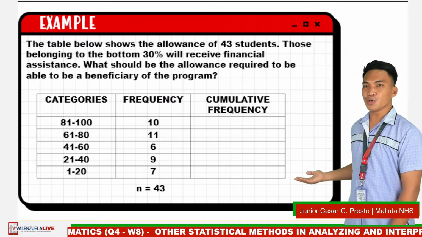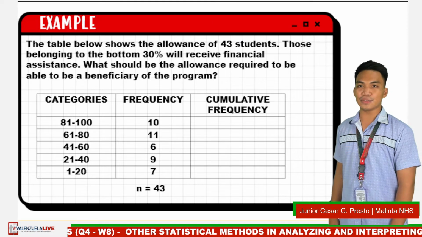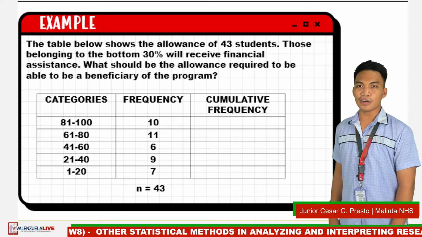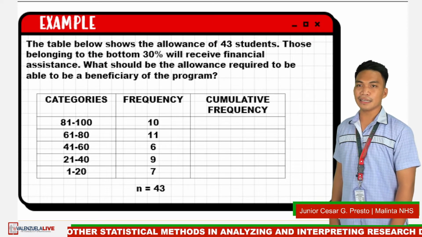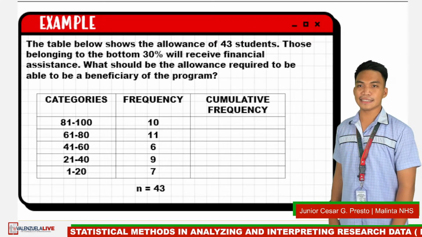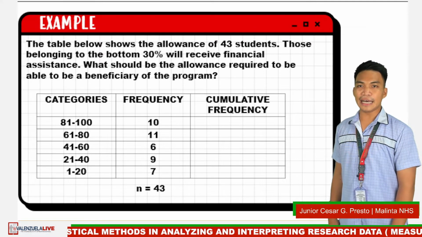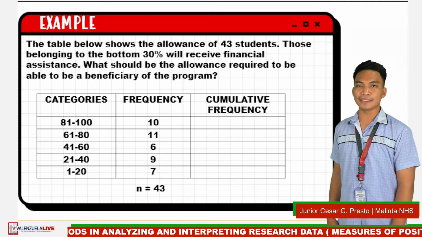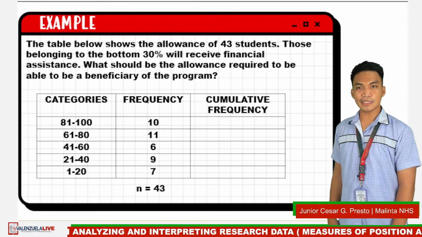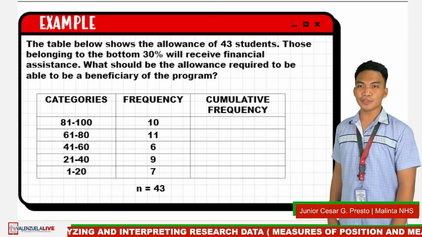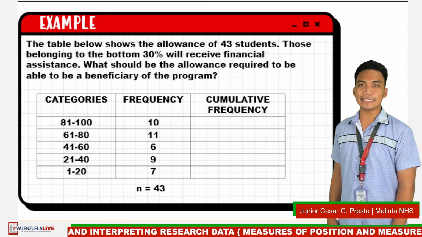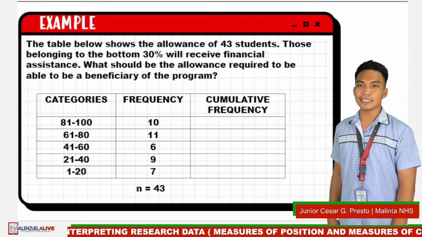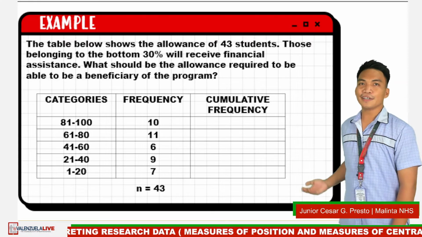The table below shows the allowance of 43 students. Those belonging to the bottom 30% will receive financial assistance. What should be the allowance required to be able to be a beneficiary of the program? To solve this problem, we should be able to complete the frequency distribution table, specifically the column for cumulative frequency.